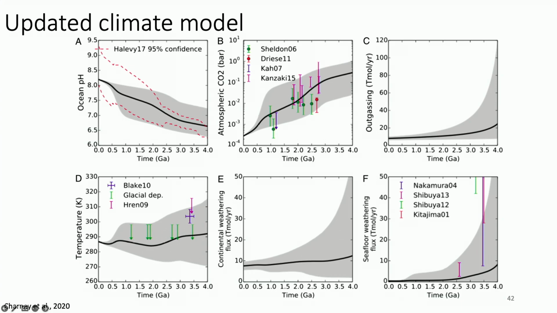Less constrained, that's the outgassing of the Earth. The temperature of the surface of the Earth, and you see that here at the beginning, we do have some strong inconsistency with the other information that we have from other proxies. So that's an issue here. That's something that has to be worked out. The continental weathering, we talked about it, the seafloor weathering.